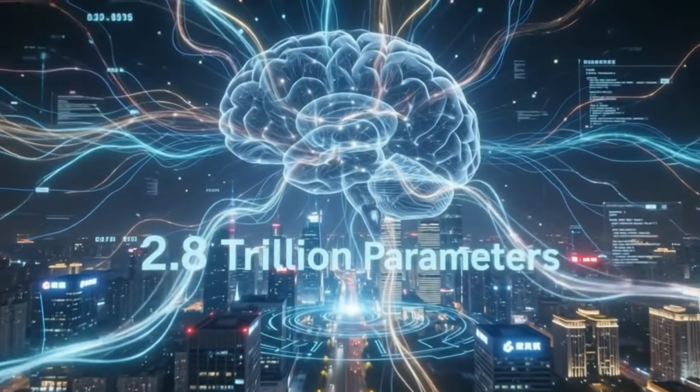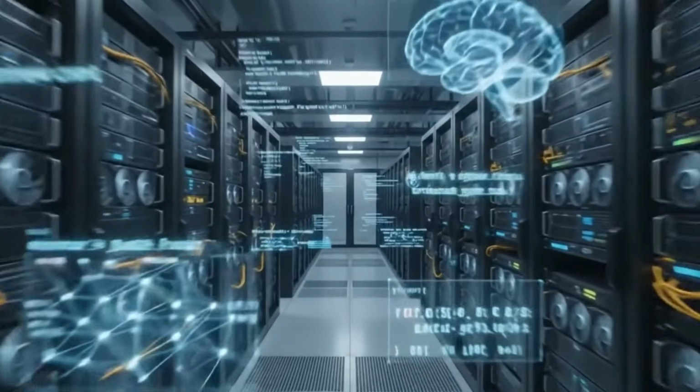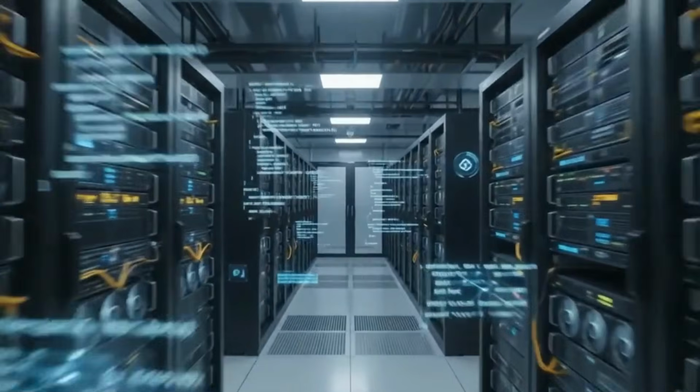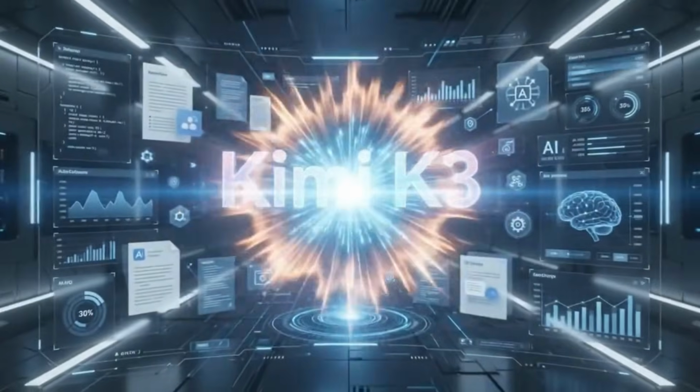It can also see. Kimi K3 reads images and video, not just text. So you can hand it a screenshot, a chart, or a photo, and it understands what's in front of it.